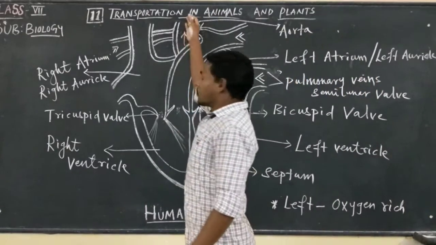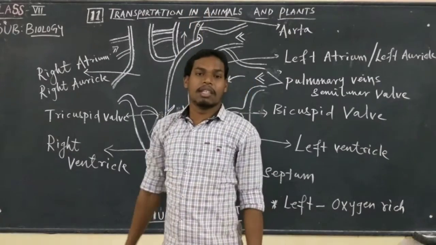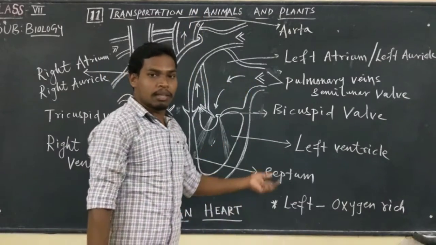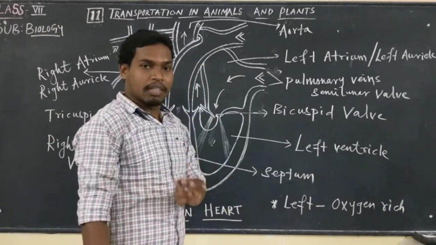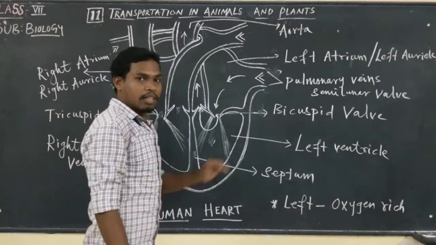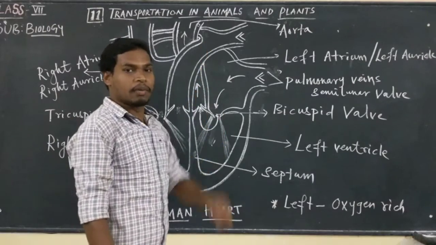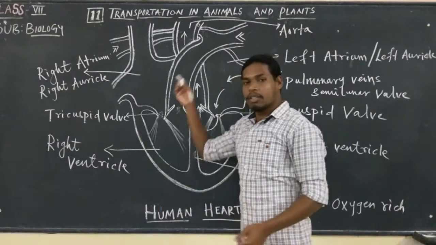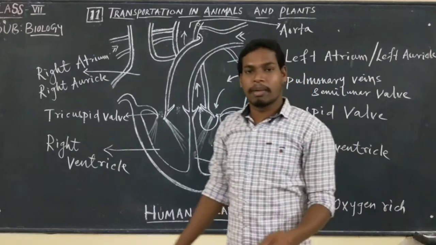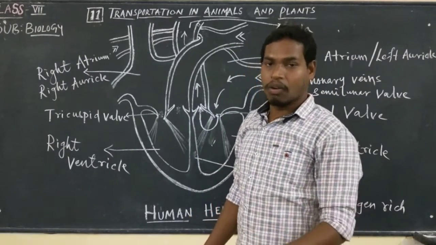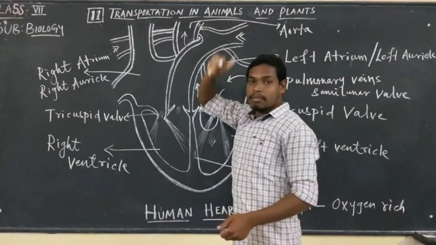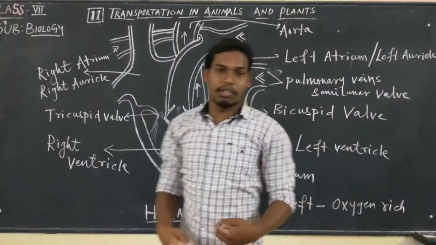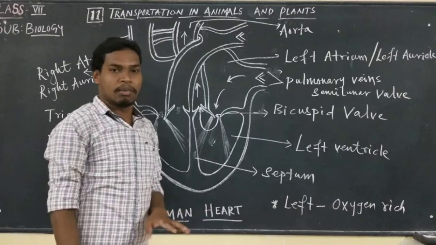So from the aorta the blood is supplied to all parts of our body, and the blood is rich in oxygen. This oxygen is supplied to the body cells. Now the body cells are going to utilize that oxygen for what? Metabolic activity, all the metabolic activities.